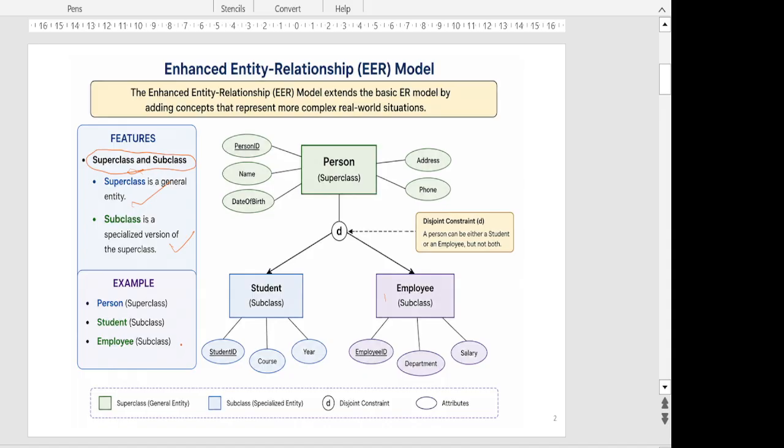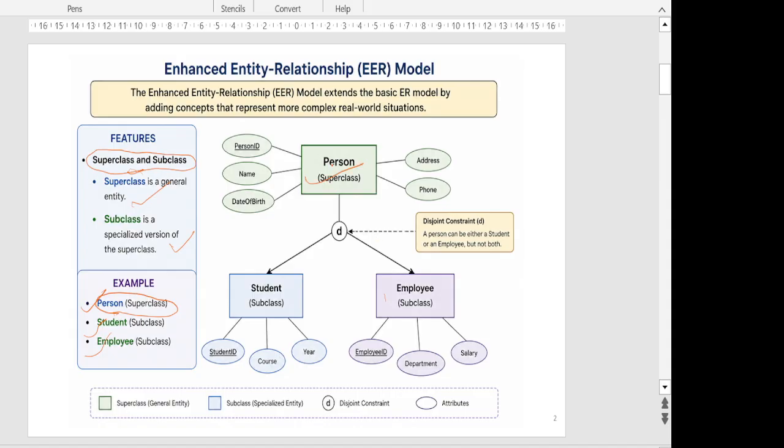Example, person. So person is a superclass, right? And student and employee are subclasses. Why? Because, as I said, person is a superclass, and a superclass is a general entity. It may be anything, right? And a person may also become either a student or maybe an employee. So a person's specialized versions are student and employee. I hope students are clear with what a superclass is and what a subclass is, right? So now you can see examples here.